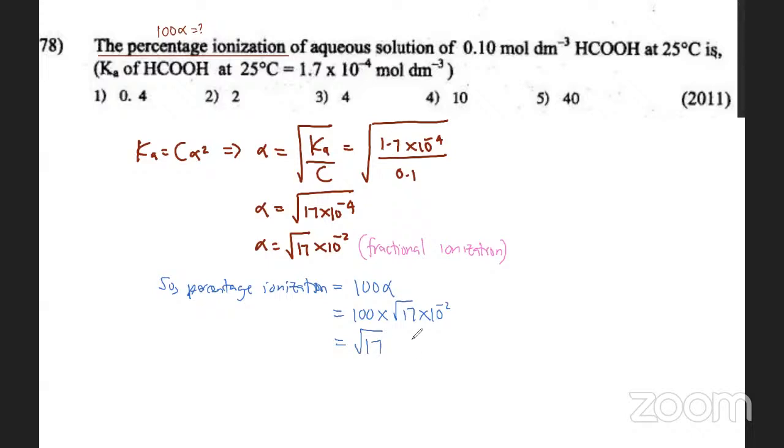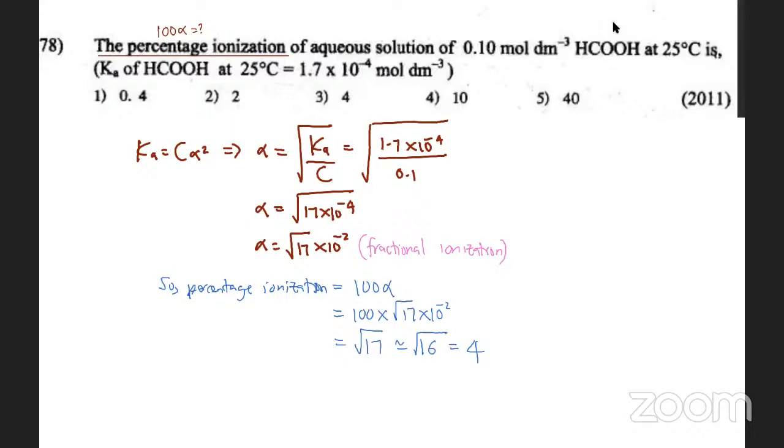Now root of 17 is approximately equal to 4, because it's approximately root of 16, they have taken it as 4. I don't see any answer saying 4.1, 4.2 anything, so there's only one answer which is close to 4. In essay questions, don't do it this way. In essay questions you have to write the equilibrium.